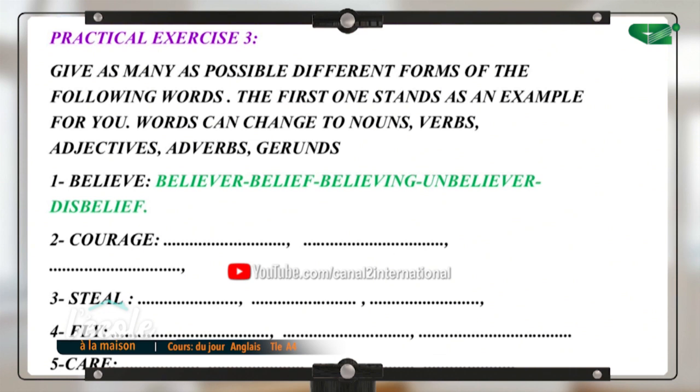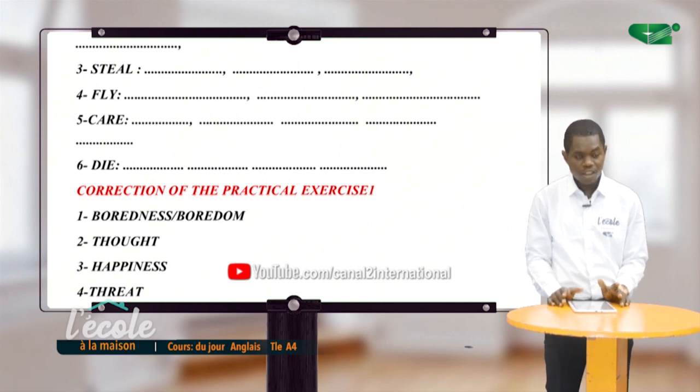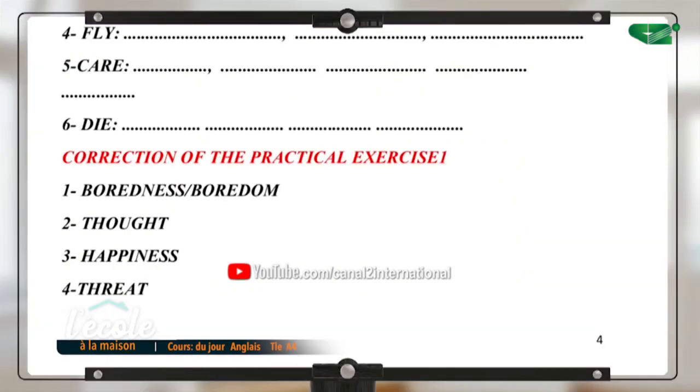2. Courage. Courage is a noun. Number 3. Still. And you have 3 gaps for number 3. So we expect you to give 3 other ways or forms of the verb to still, using either suffixation, prefixation, or even derivative. Number 4. Fly, which is a verb. Number 5. Care, which is a noun. Number 6. Die, which is a verb.